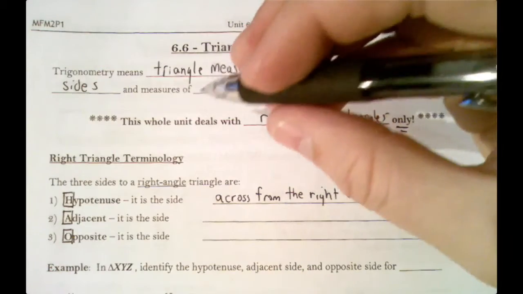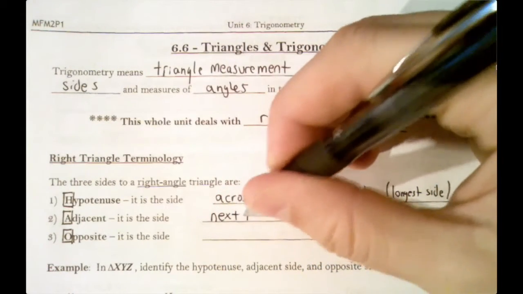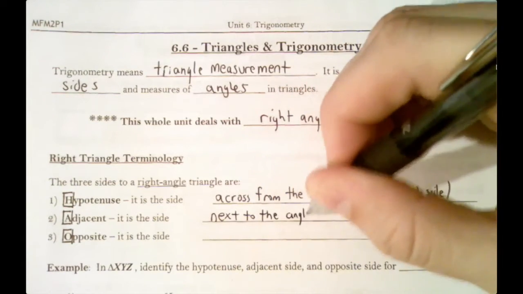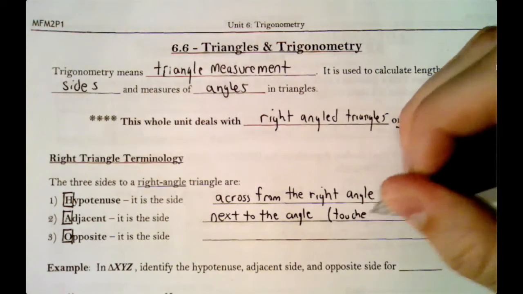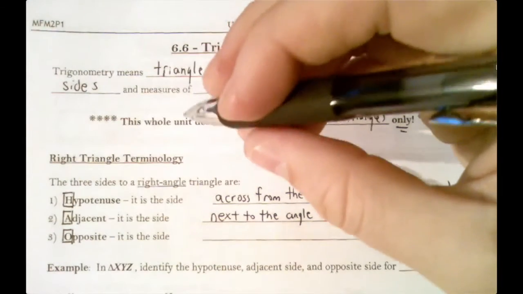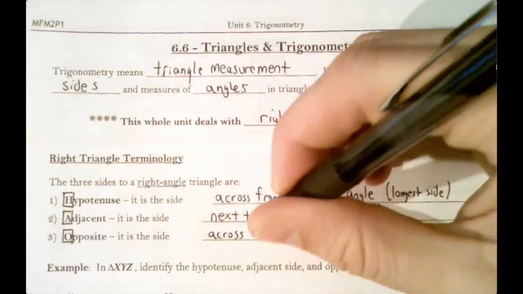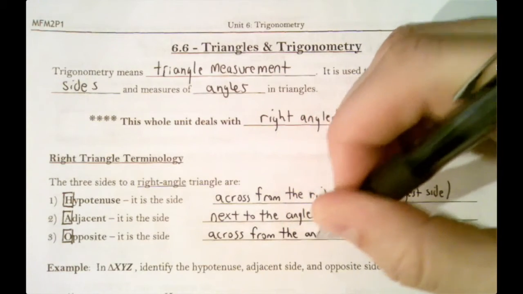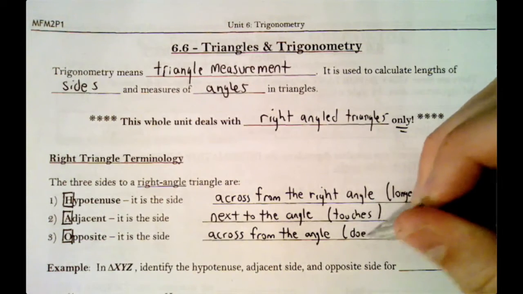The adjacent side is next to the angle, which means it touches. And the opposite side is across from the angle. Doesn't touch.